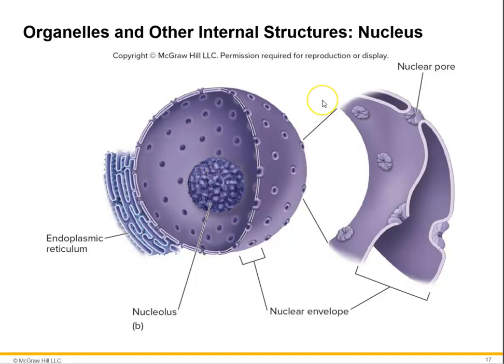And then I just wanted to show you this picture real quick because it's got kind of a better or more clear illustration of the double membrane surrounding the nucleus. So you can see here is one part of the membrane and it kind of folds back on itself, the other part, and throughout it are these pores.